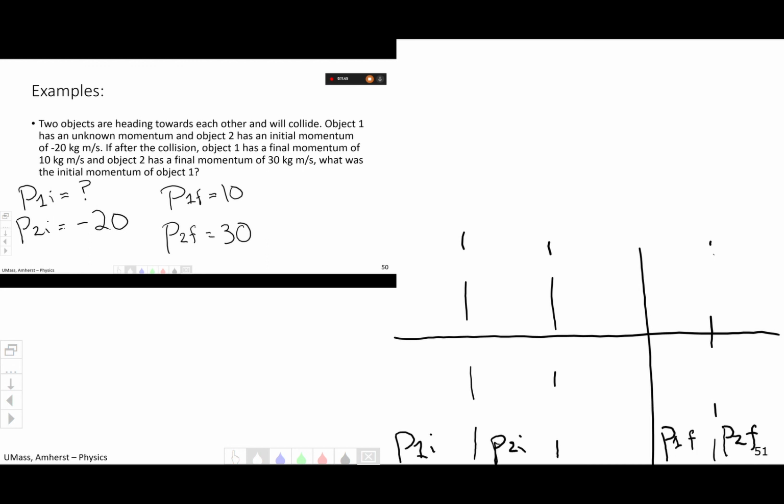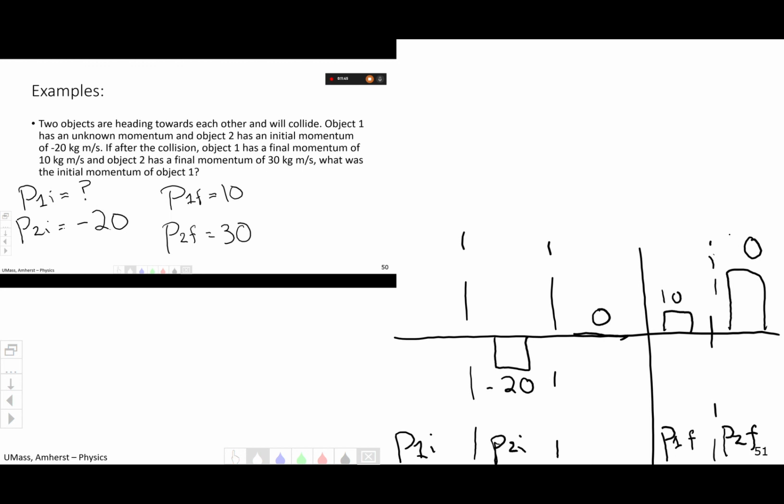All right, so what goes where? P1 initial is our unknown. We'll leave that blank. P2 initial is negative 20. Okay, this column is 0. Again, we'll fill that in with something else later. We will fill that column in when something else is present. There isn't any of that thing right now. P1 final is going to be a positive 10, and P2 final is going to be a positive 30.